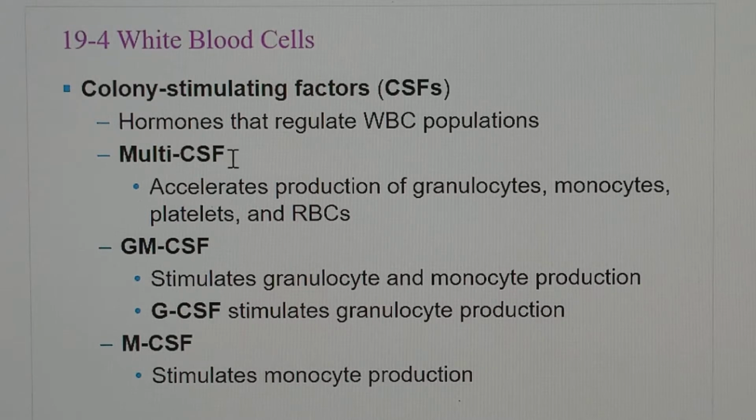We have colony-stimulating factors, which accelerates production of granulocytes, monocytes, platelets, and red blood cells. We have GM colony-stimulating factors, stimulates granulocyte and monocyte production. We have G colony-stimulating factors, which stimulates granulocyte production. We have M colony-stimulating factors, which stimulate monocyte production.